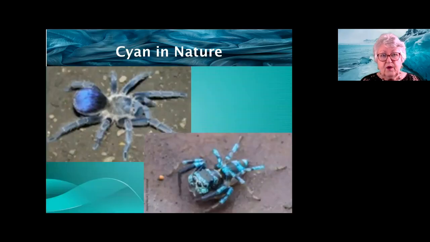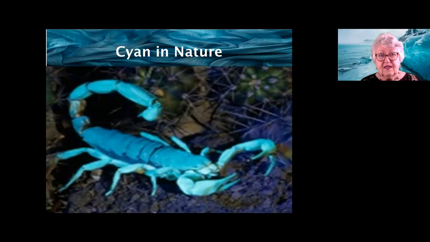In the arachnid world, we have the tarantula and we also have the blue jumping spider. These are just two examples of many arachnids that take cyan as part of their coloration. Here is an example of the Flinders Range scorpion. Now, this animal is actually brown in the daylight, but if you shine a black light on it, it fluoresces into this beautiful cyan coloration.